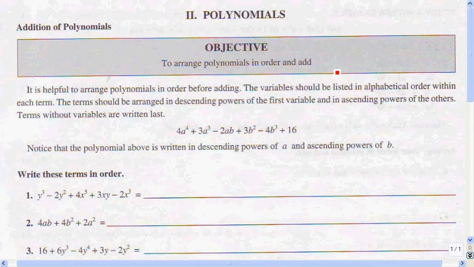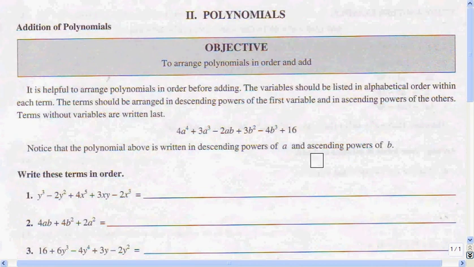Okay, in this section you're going to learn to arrange polynomials in order and add. Polynomials are just algebraic expressions that have more than one term. Poly means more than one. So a polynomial could be a binomial, a trinomial, a quadnomial if there's such a thing. Poly means more than one, and if you notice here you've got more than one term, so this is a polynomial. They want to teach you how to arrange them in order.